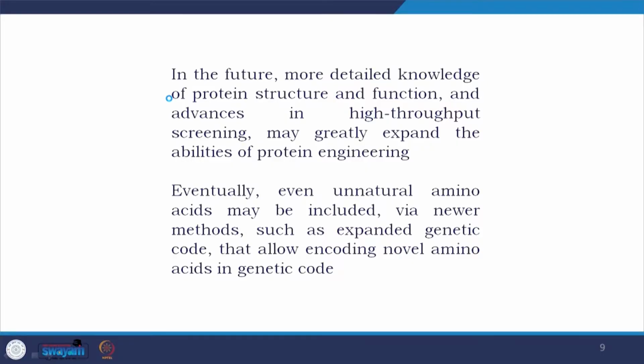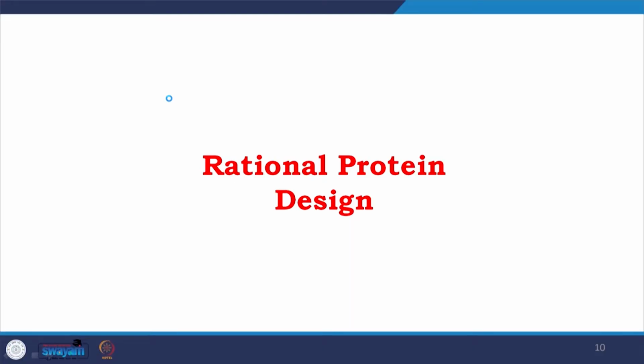If it could happen via newer methods such as expanded genetic code, which is already working, it would allow the encoding of novel amino acids in the genetic code. And what more you could do, only with 4 bases, 4 nucleosides, you have 61 codons. Each one incorporation will make so many, and we could really expand the chemistry. So, with that I am coming to rational protein designing.